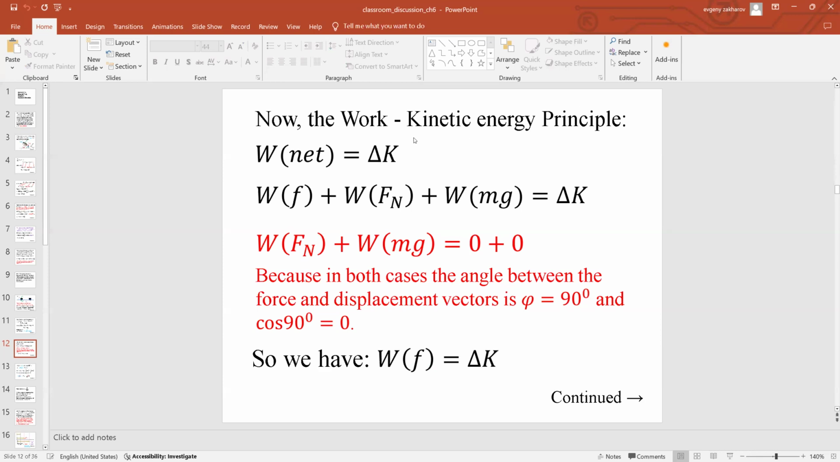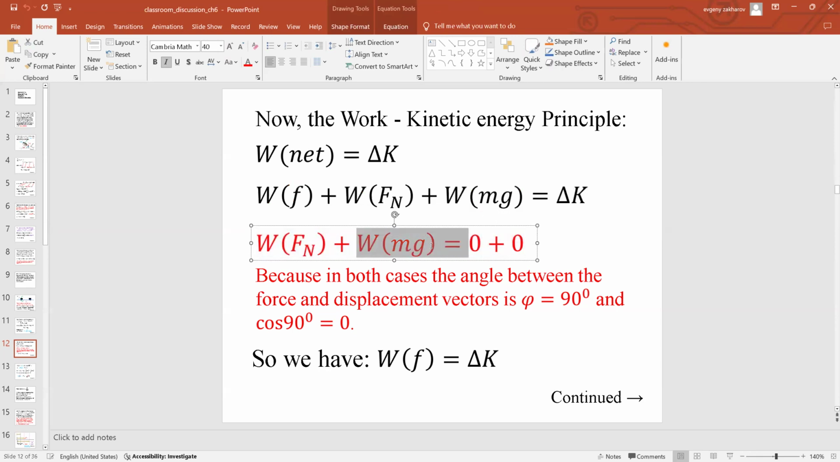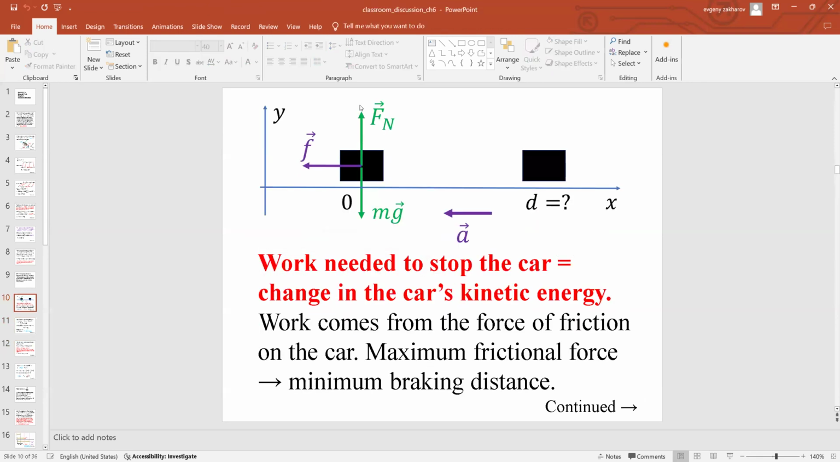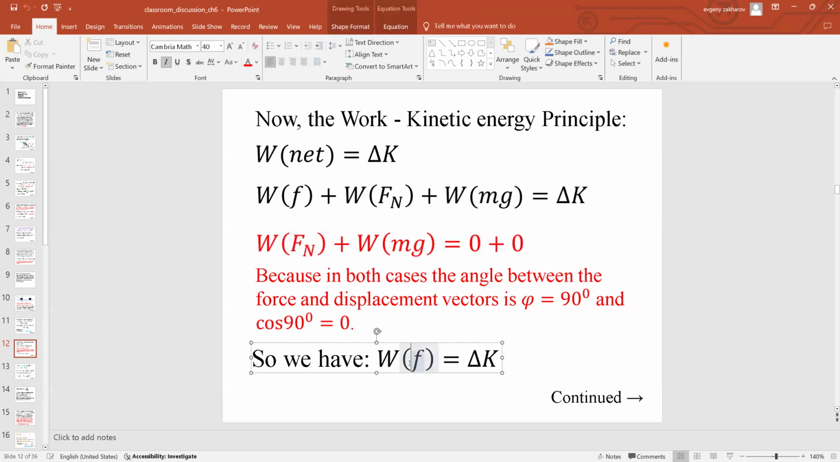And the work kinetic energy principle says work done, change in kinetic energy, and work done by normal force is 0. Work done by gravity is 0. Once again, both forces are perpendicular to displacement. So 90 degrees here, 90 degrees there. Cosine of 90 is 0. Work done is 0. So it's only work done by friction force that matters for change in kinetic energy. It's only the friction force that can slow you down and change your kinetic energy.